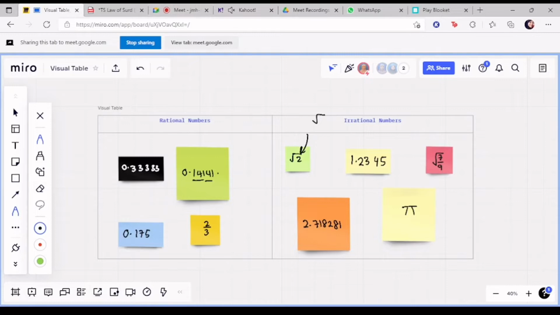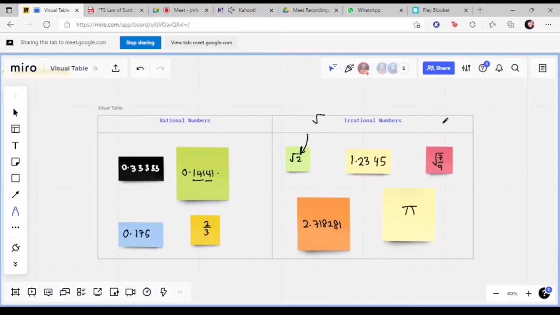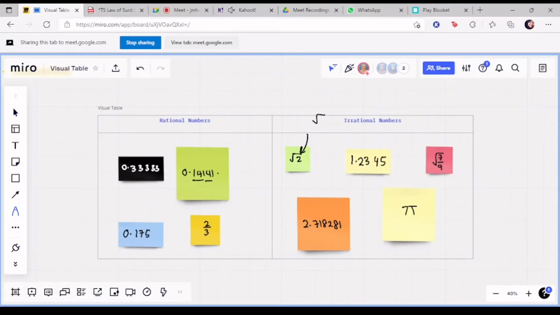So when we talk about square root, square root must be in the irrational numbers. Why square root cannot be inside the rational number? Can someone answer my question? Me, teacher. I think it is because square root cannot convert the number into fraction. Okay, very good. The answer is correct. Square root must be inside the irrational number because rational number is the decimal number that can be converted to fractions, but square root we cannot convert it to fractions.